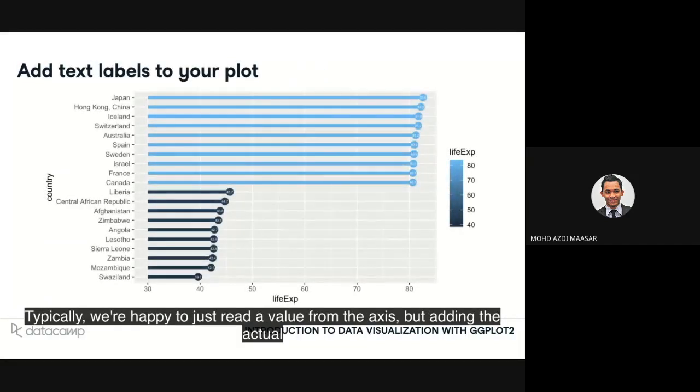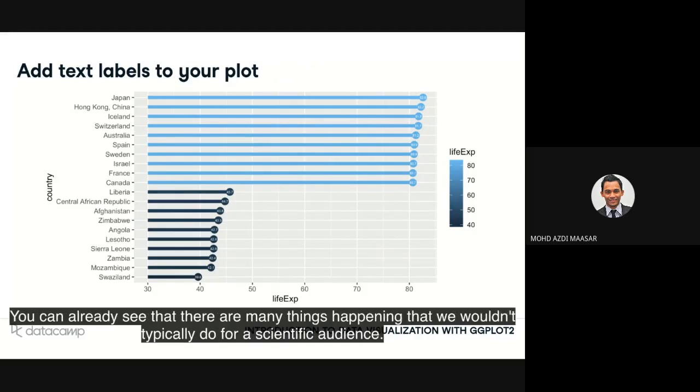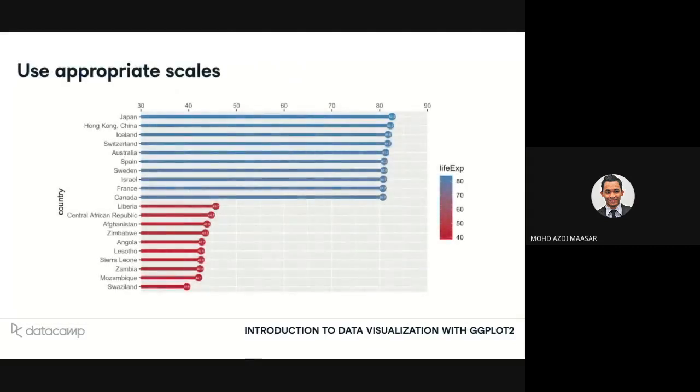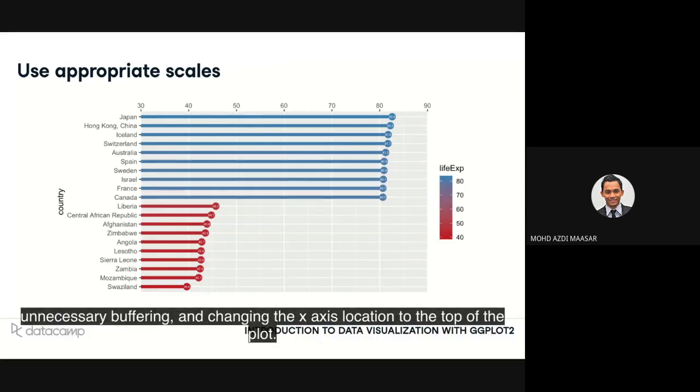Typically, we're happy to just read a value from the axis, but adding the actual value using a geom text layer makes it immediately more intuitive for inexperienced viewers. You can already see that there are many things happening that we wouldn't typically do for a scientific audience. Next, I clean up the scales, using an intuitive color palette, removing unnecessary buffering, and changing the x-axis location to the top of the plot.